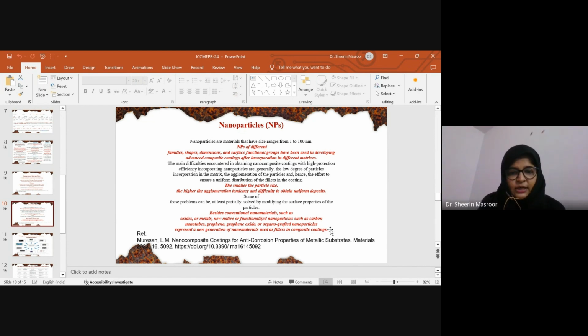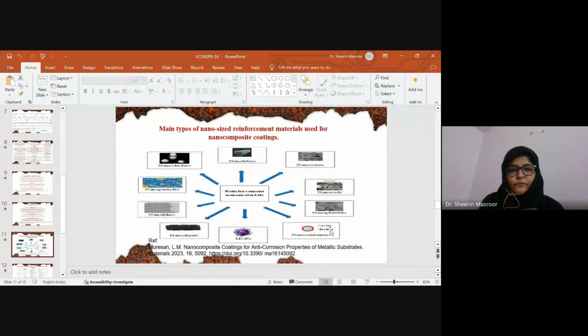Besides the conventional materials such as metal oxides and native or functionalized nanoparticles such as carbon and graphene, which have been harvested as basic nanoparticles, some organografted nanoparticles have also been used as reinforcement particles in the matrices. These are the main types of nano-size reinforcement material used for nanocomposites, as I disclosed in the previous slide: nanoclusters, nanotubes, nanowires, nanorods, nanoplatelets, nanocontainers, nanosheets, and some metal oxide formulations.